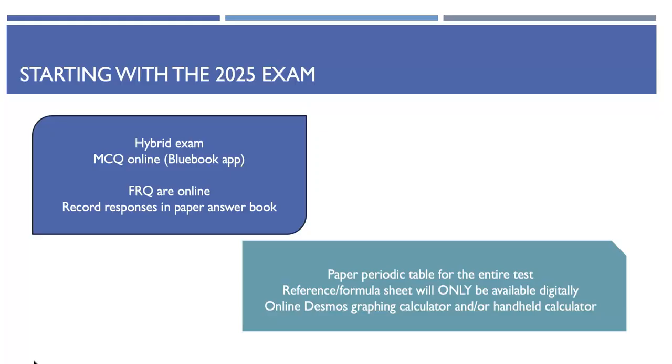I also wanted to mention, in terms of the calculators, the online Desmos graphing calculator is built into Blue Book, and you'll have access to that throughout the entire exam. You'll also have the option of using your handheld calculator throughout the entire exam. You're going to do whatever is easier for you. If you like the Desmos calculator, go ahead and use it. If you're more comfortable using your handheld calculator, go ahead and do that. It's nice knowing you'll always have a backup. You don't have to worry about not having use of a calculator at any point during the exam.